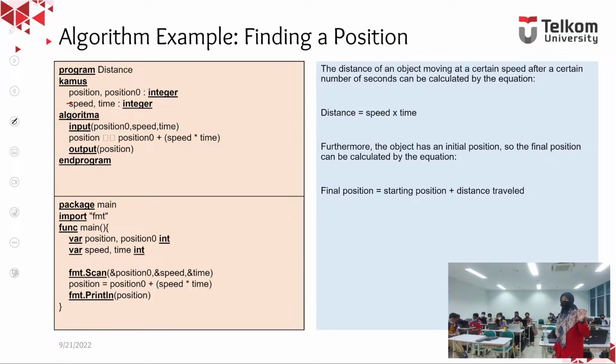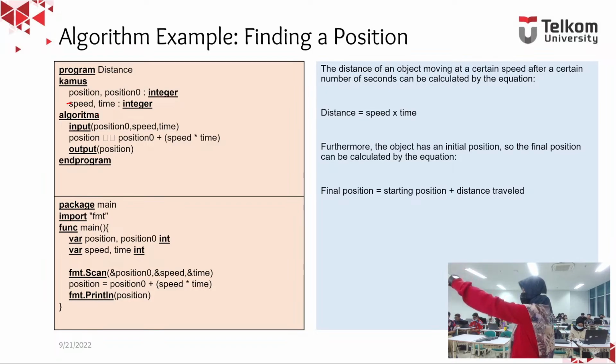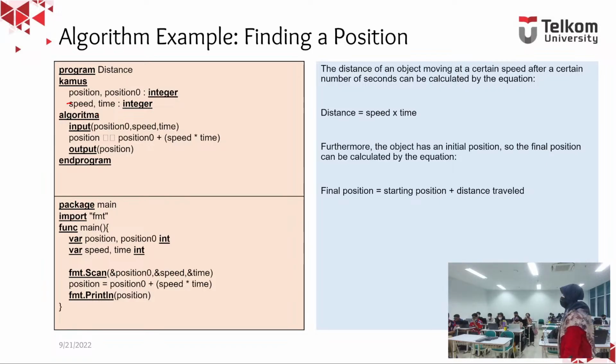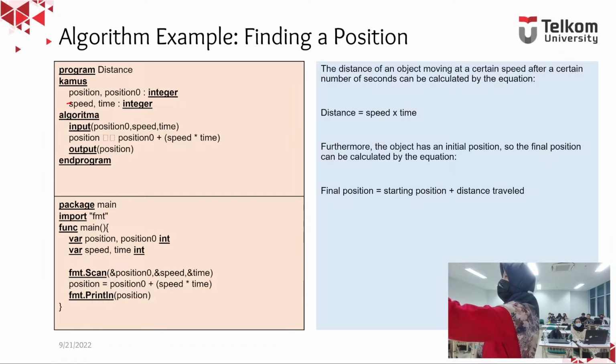And then the algorithm. The first step: we take input from the user. So what is the position zero, and then the speed, and also the time. Position means the distance, right? Based on this formula, we can calculate the distance by multiplying speed and time. Okay, so this is based on the formula, and this is an assignment operation.